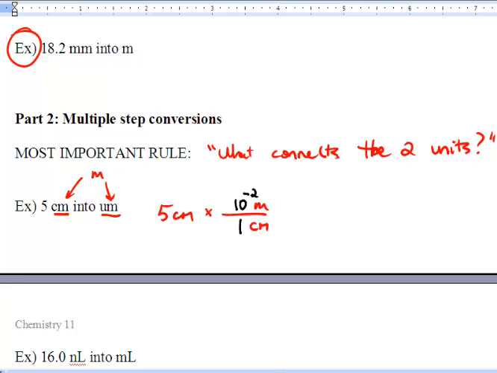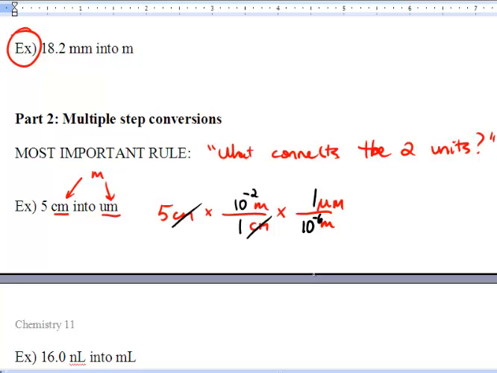And then we're going to multiply again, so this is why it's multi-step. And we have meters now, so that's going to go on the bottom, and we want micrometers. Our 1 goes with micro, and what does micro mean? It means 10 to the exponent of negative 6. So what we're going to do now is we're going to go 5 times 10 to the exponent of negative 2 divided by 1. Our centimeters cancel out.